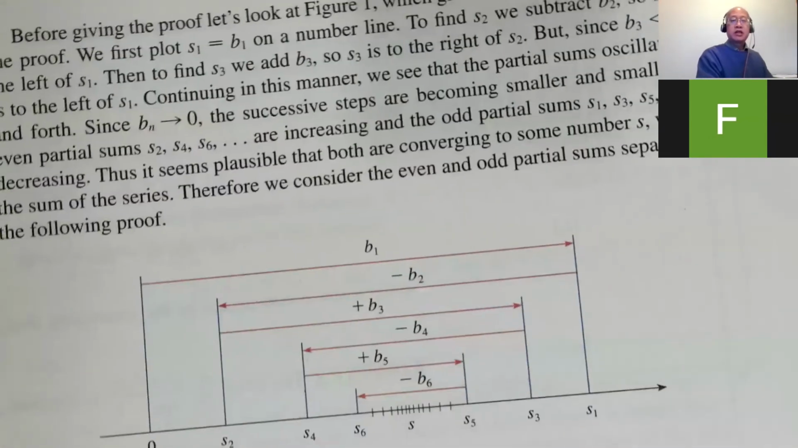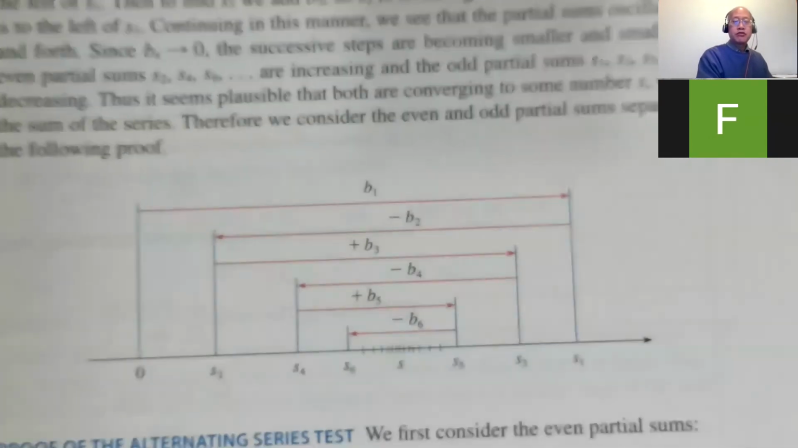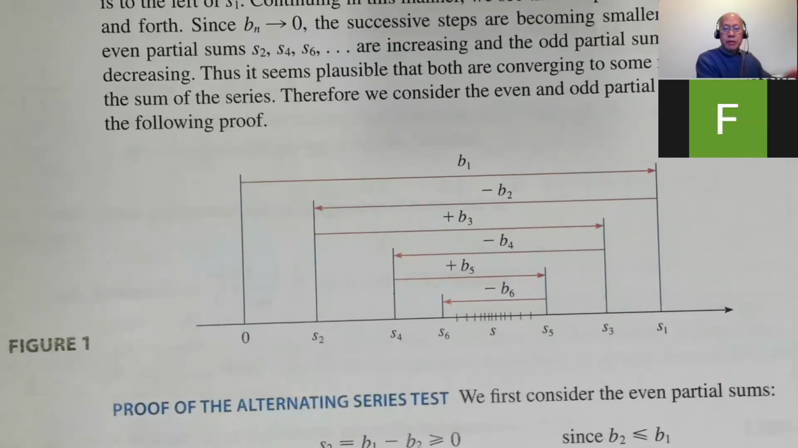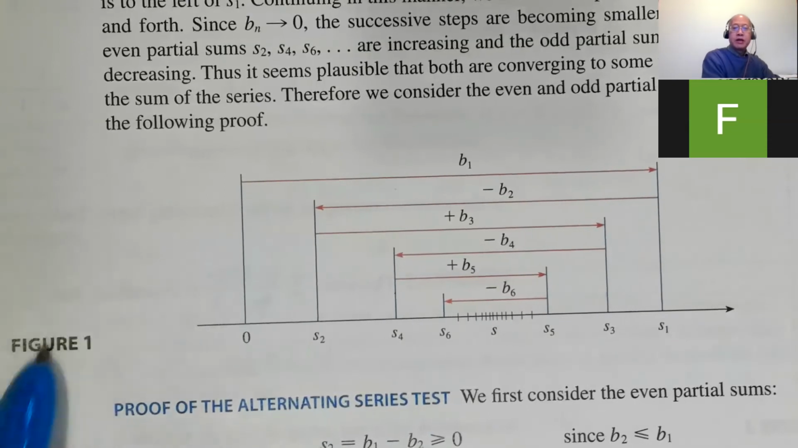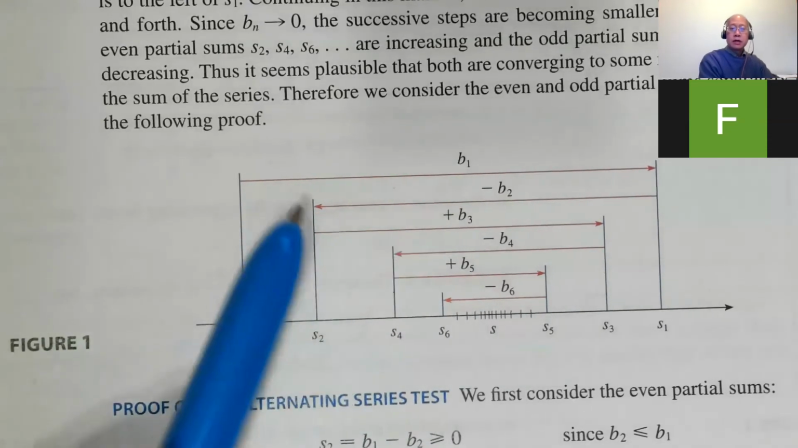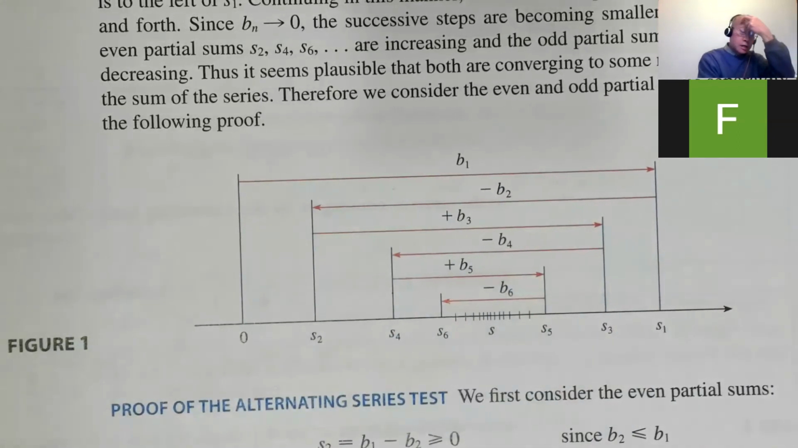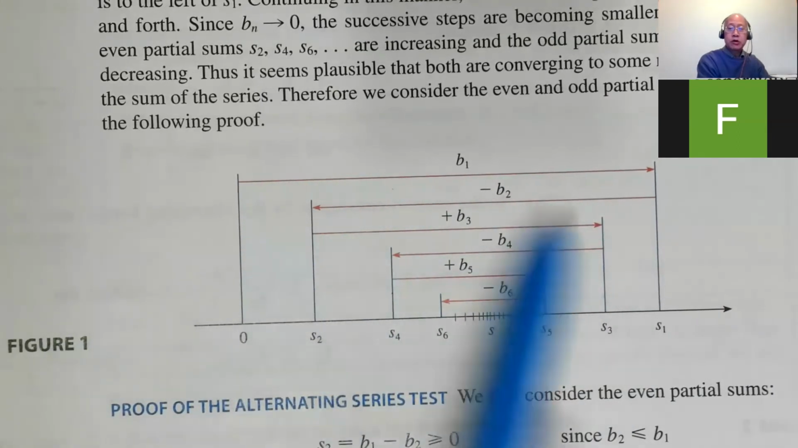Okay. I'll just show you quickly a plausibility argument. This doesn't qualify as a proof. It's a plausibility argument. Okay. So we're bouncing back and forth. They got B1, B2, B3. These are the terms. So the idea of alternating is you go left, right, left. You keep going back and forth.